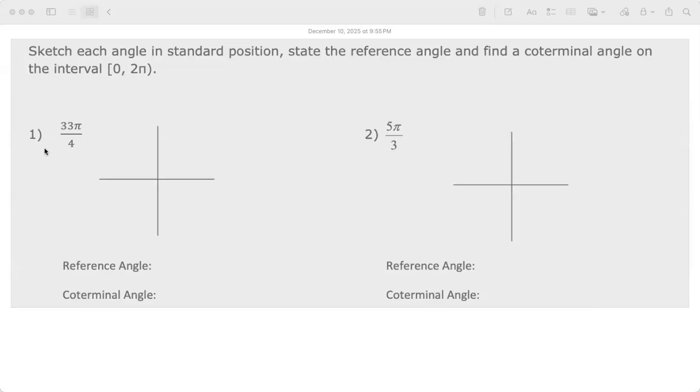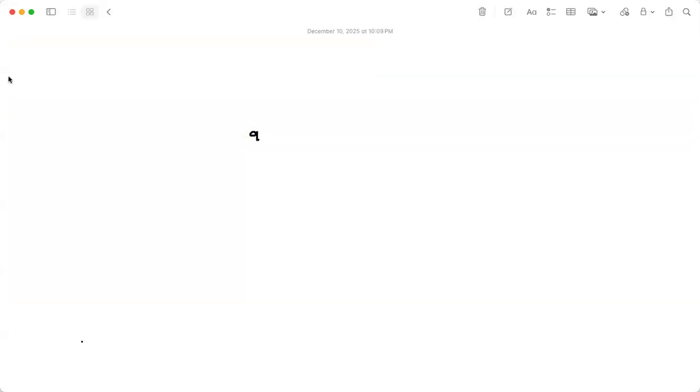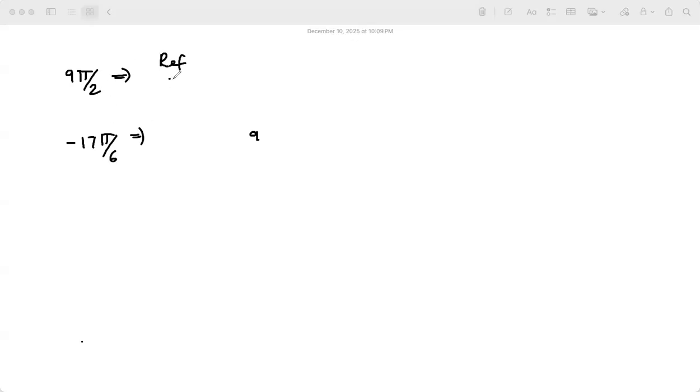Okay, we'll do one. Those of you who want to log off, you can log off. But those of you who want to try, we'll do only one or two more and go off. 9 pi by 2 and minus 17 pi by 6. Let me take this off. We'll calculate only the reference and coterminal angle for these two. We'll do that and then disperse. Let's see, for these two, let's calculate reference angle and coterminal angles.